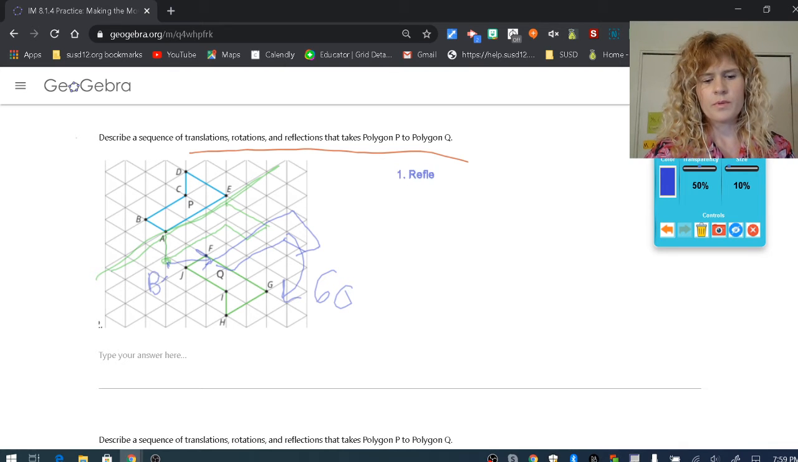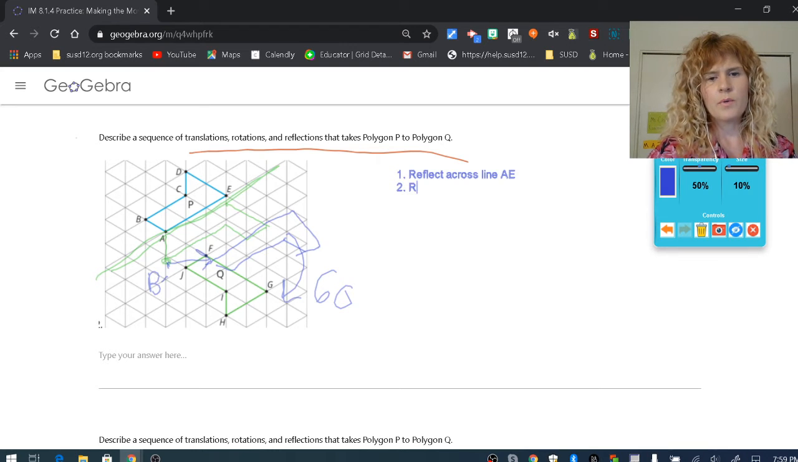First, I would reflect across line AE. Second, I would translate point B prime to point F. And third, I would have a 60-degree rotation clockwise.